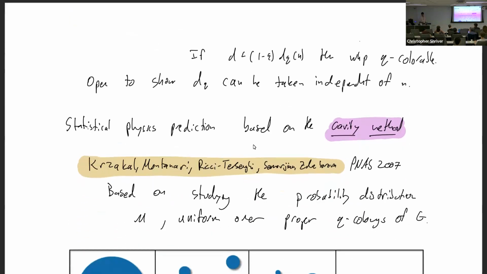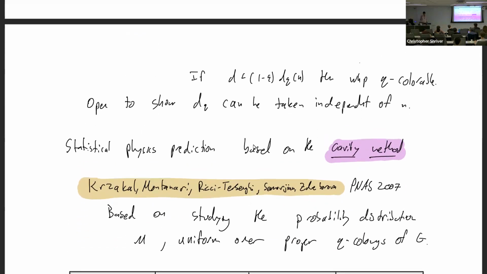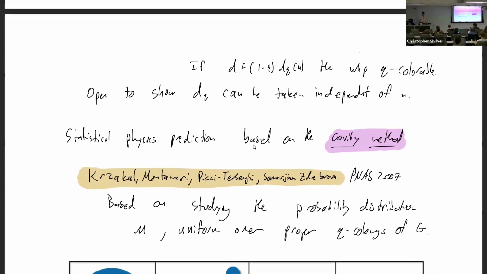Now, here's the physics prediction. And the physics prediction is based on the cavity method. I'll keep it vague for now, but at the very end of the talk, I'll give you a baby version of the cavity method and hope that gives you some intuition. But the main paper is this paper by Krzakala, Montanari, Ricci-Tersenghi, Semerjian, and Zdeborova in 2007. And this is just an amazing paper, and they basically use this cavity method to predict all sorts of phase transitions for all sorts of random constraint satisfaction problems, including random graph coloring, including random k-SAT.